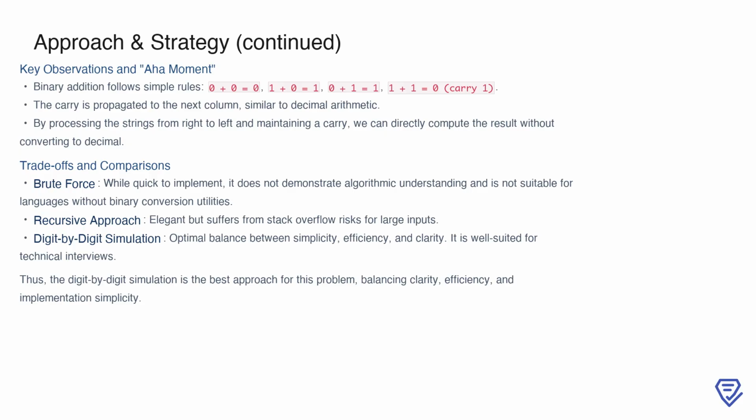Comparing the three approaches, brute force, recursion, and digit-by-digit simulation, each has its pros and cons. The brute force method is quick to implement but doesn't demonstrate algorithmic understanding and lacks portability. The recursive approach is elegant but suffers from practical issues like stack overflow for large inputs. The digit-by-digit simulation, on the other hand, strikes the perfect balance between efficiency, clarity, and simplicity. It avoids reliance on built-in functions, works well for large inputs, and demonstrates a strong understanding of binary arithmetic. For these reasons, it is the optimal choice for solving this problem effectively.